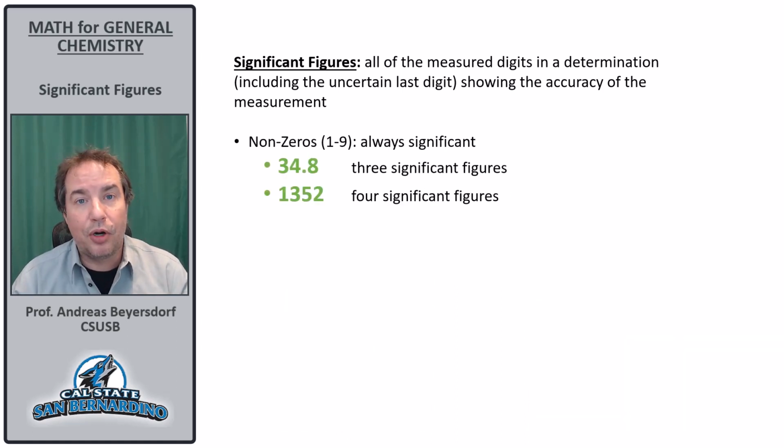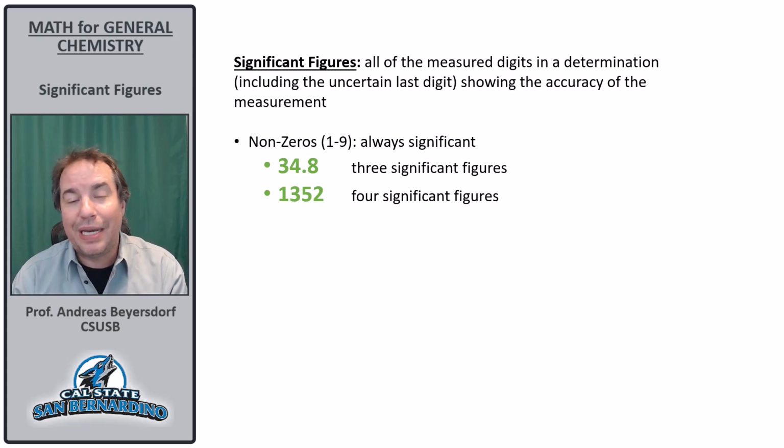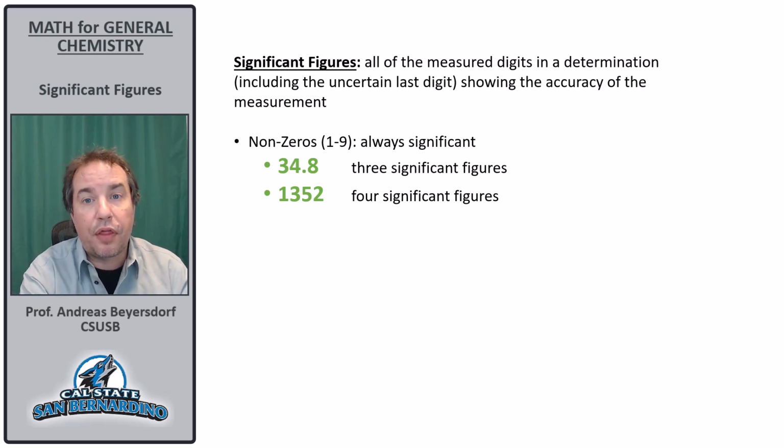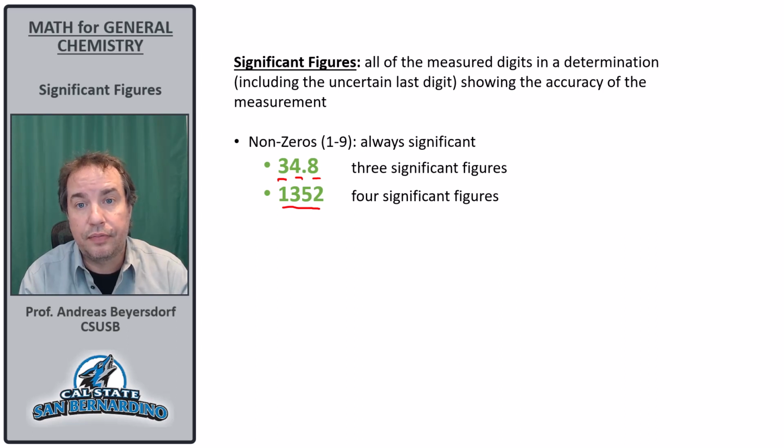So let's look at some numbers that could be measurements and tell, based on that, how many digits there are, how much accuracy there is. So we have some rules for determining how many significant figures there are. So first, if it's a non-zero, so that's 1 through 9, those numbers are always significant. So for instance, 34.8, we have a 3, a 4, and an 8. All of those are non-zero, so we have 3 significant figures. 1352, we have 1, 2, 3, 4 significant figures.